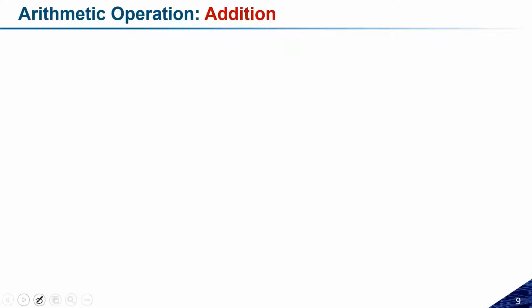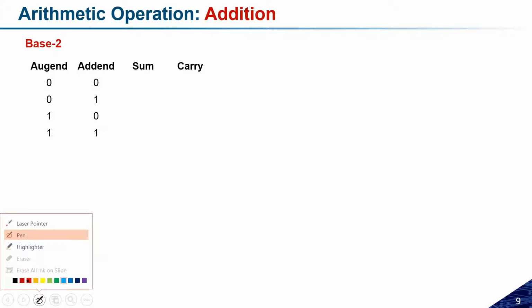Suppose I have to do some arithmetical operation with binary information, then how can we do that? For decimal it's quite easy, you have already done it. But suppose I'm considering base 2, so there could be four possibilities. I have to add 0 with 0, 0 with 1, 1 with 0, and the fourth possibility is adding 1 with 1. So what will be the outcome of this? The outcome will be something like this.